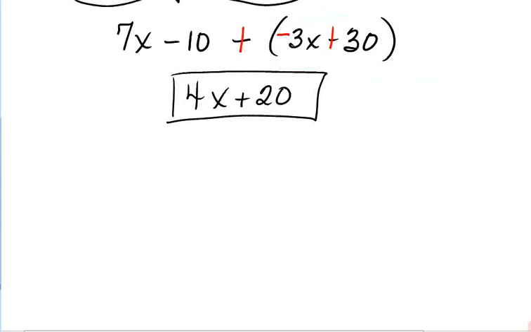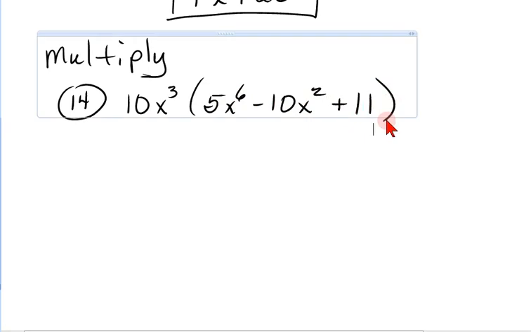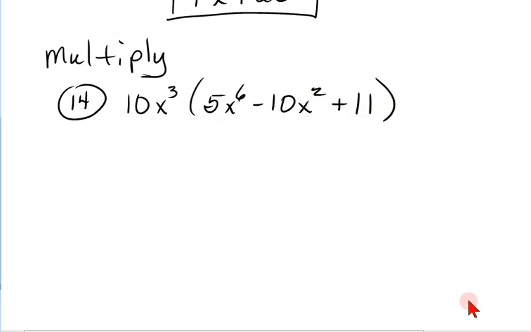All right, there's an entire next group of problems that are all under the heading multiplication or multiply. That's a very weird Y. All right, number 14. I have 10x to the third times 5x to the 6th minus 10x squared plus 11. We learned a lot of different things when we were multiplying. What kind of property are you going to use when you multiply this? What kind of multiplication will we do?